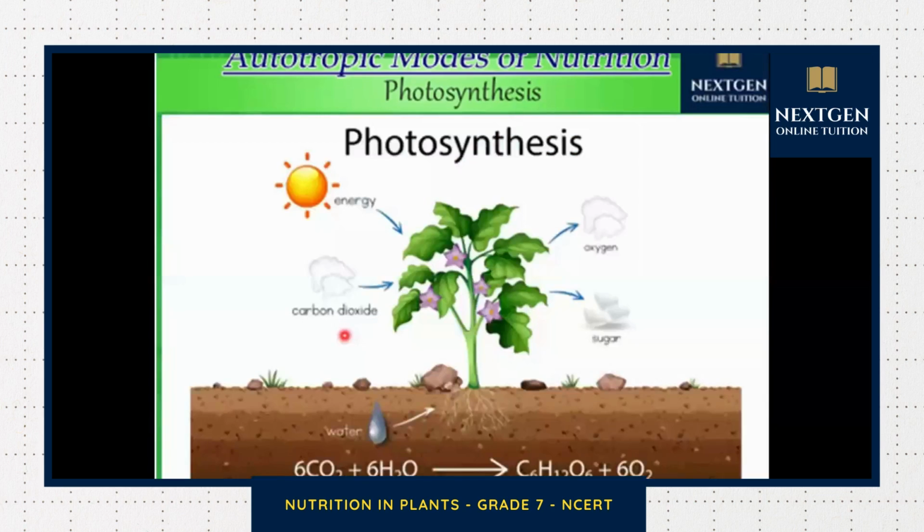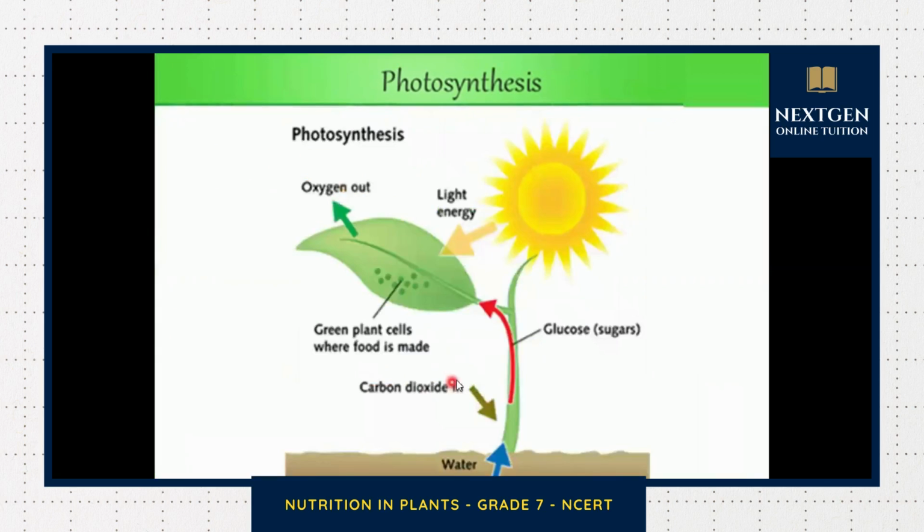This process can be represented in an equation: 6CO2, that is carbon dioxide, plus water gives, in the presence of sunlight and chlorophyll, carbohydrate and oxygen. During the process, oxygen is released. The presence of starch in the leaves indicates the occurrence of photosynthesis. Starch is also a carbohydrate.